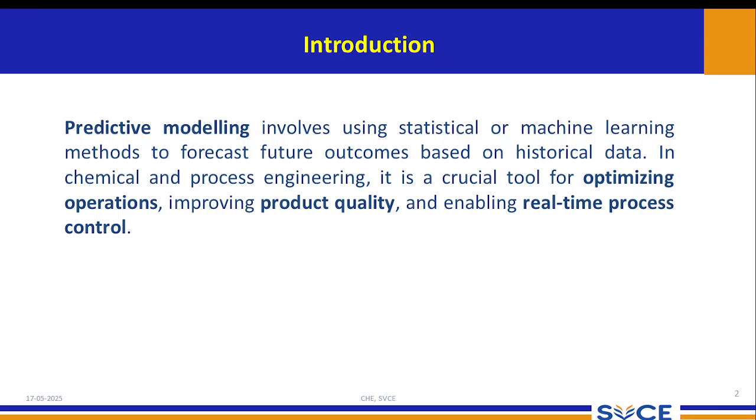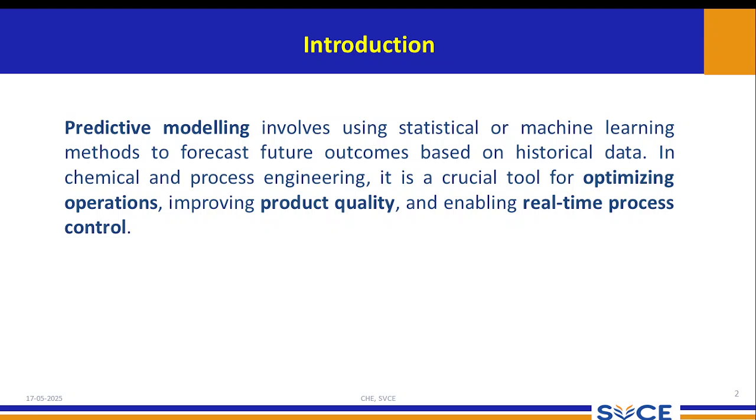So optimization is very important in any unit operation or unit process, improving the product quality and enabling real-time process control. Predictive modeling involves using statistical or machine learning methods to forecast the future outcomes based on the historical data. In chemical and process engineering, it is a crucial tool for optimizing the operation, improving the product quality and enabling the real-time process control.